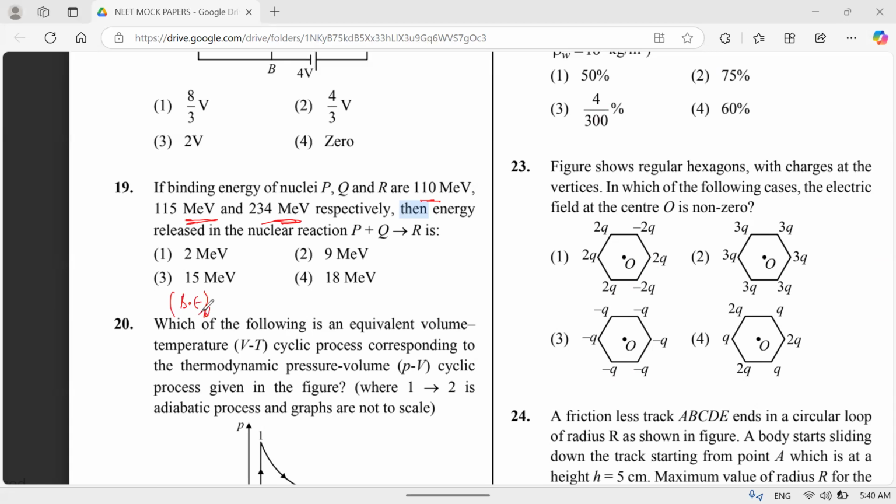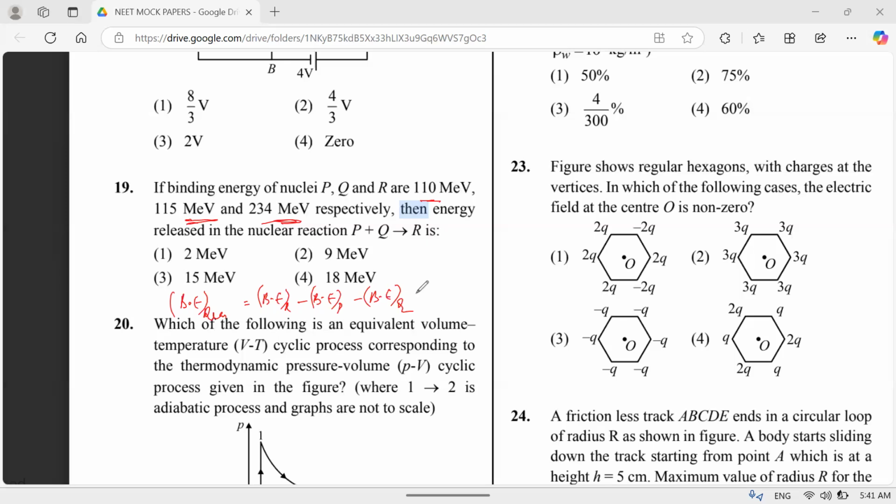Binding energy of the reaction will be equal to binding energy of your reactant minus binding energy of your product. Okay, for all P, Q, R, he has given me the binding energies. So the given reaction is P plus Q giving me R.